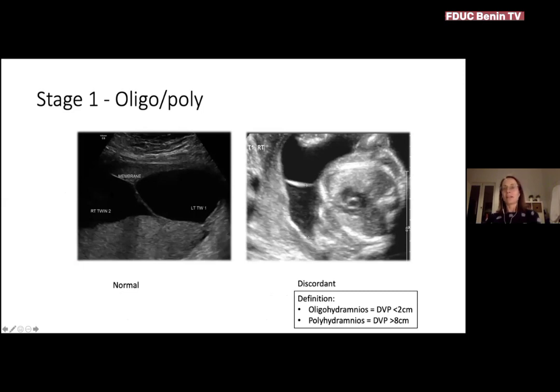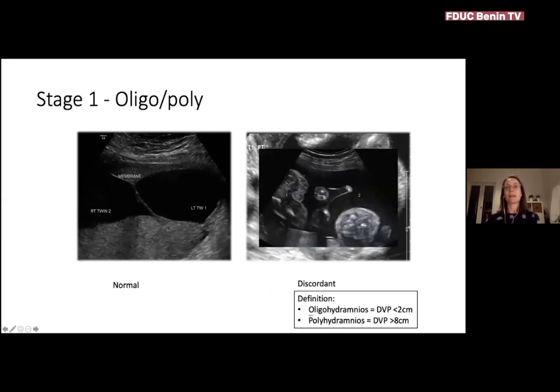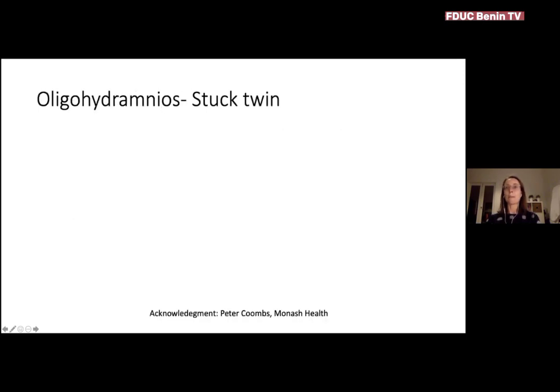amniotic fluid volume in each sac, and this is an example of discordant amniotic fluid volume where there's obviously much smaller volume of fluid here than there is in the other sac. And the actual definition is that you need oligohydramnios of less than 2 centimetres and polyhydramnios of greater than 8 centimetres in each twin. As it gets worse, you can start to see the membrane draping around the limbs of the smaller or donor twin.